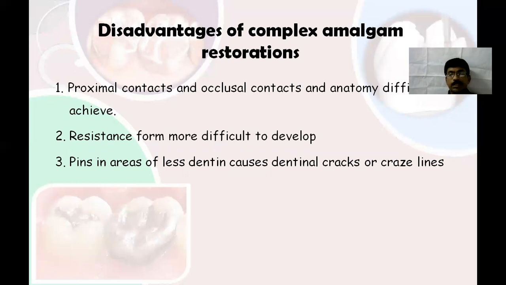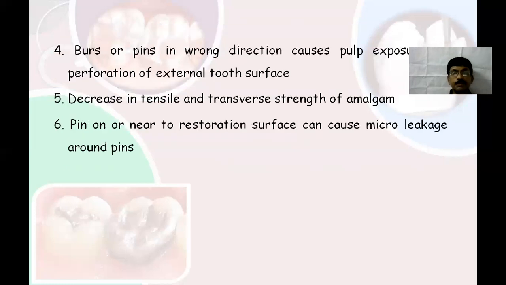Number three, when we are using pins in complex amalgam restorations in areas where the dentin is very less, the use of pins can cause dentinal cracks or crazing, because when you are placing the pin, it causes stress on the thin dentin, and this can lead to dentinal cracks or crease lines. So that is another disadvantage. That is, when we are using pins in areas of less dentin, it can cause dentinal cracks or crease lines.